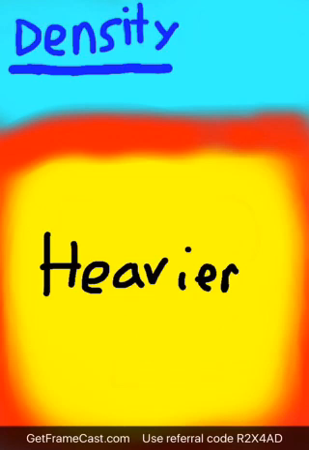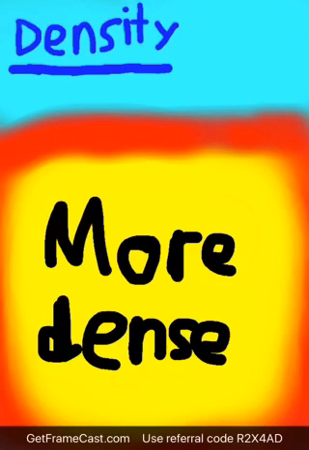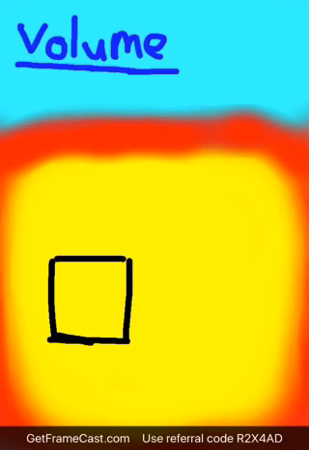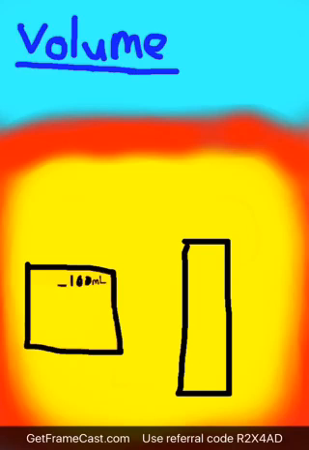But if the bottom box was twice as big as the top box, they would have equal density. A common misconception, however, is that if an object is heavier than another, it must be denser, but this is not always the case if you don't take into consideration the volume.